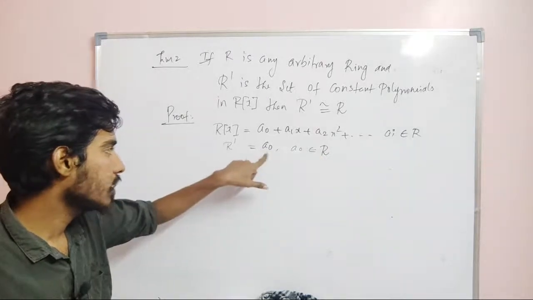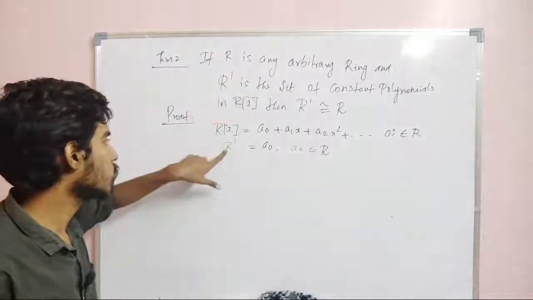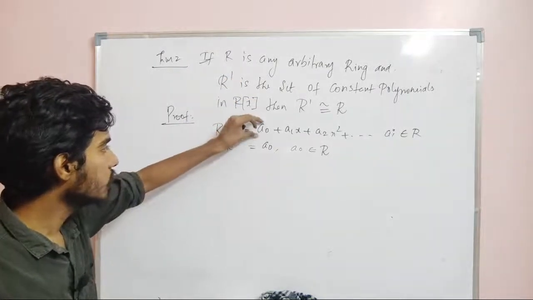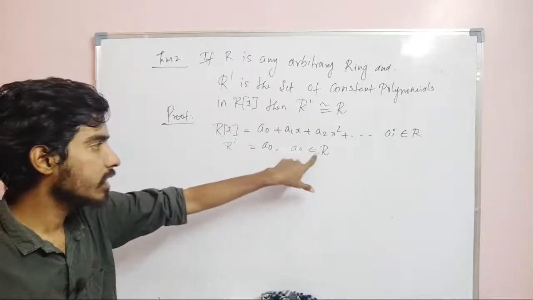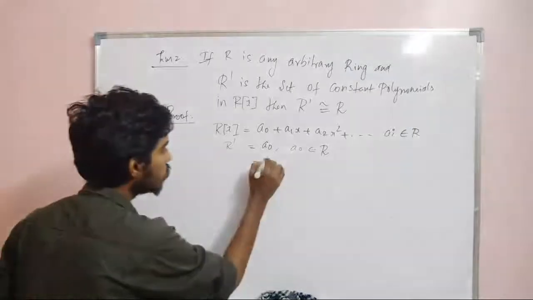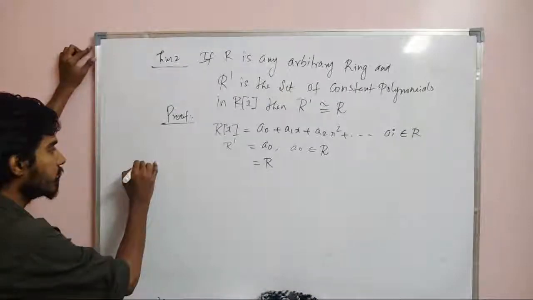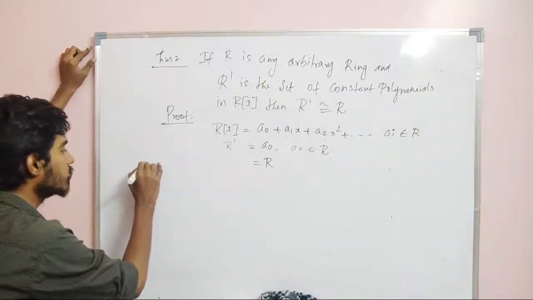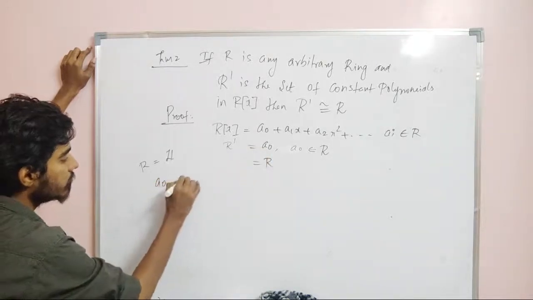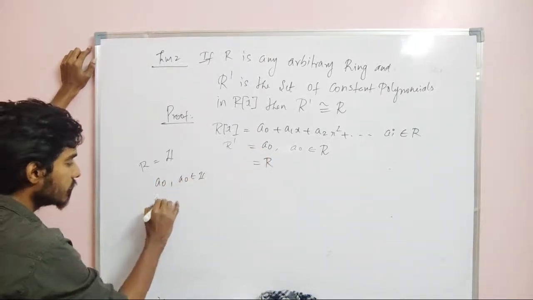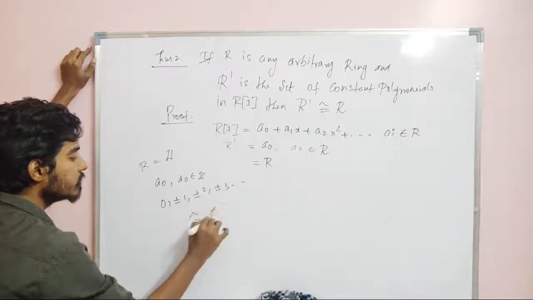Now if you vary a0, you will get the entire ring R. It's obvious, right? We are taking only the constant polynomials, and if you vary, this element can be any element of the ring R. So this is equal to R. For example, if you take the ring R to be equal to the integers Z, then this will be a0, and this a0 belongs to the integers. So this set is nothing but 0, plus or minus 1, plus or minus 2, plus or minus 3, which is isomorphic to Z, right?